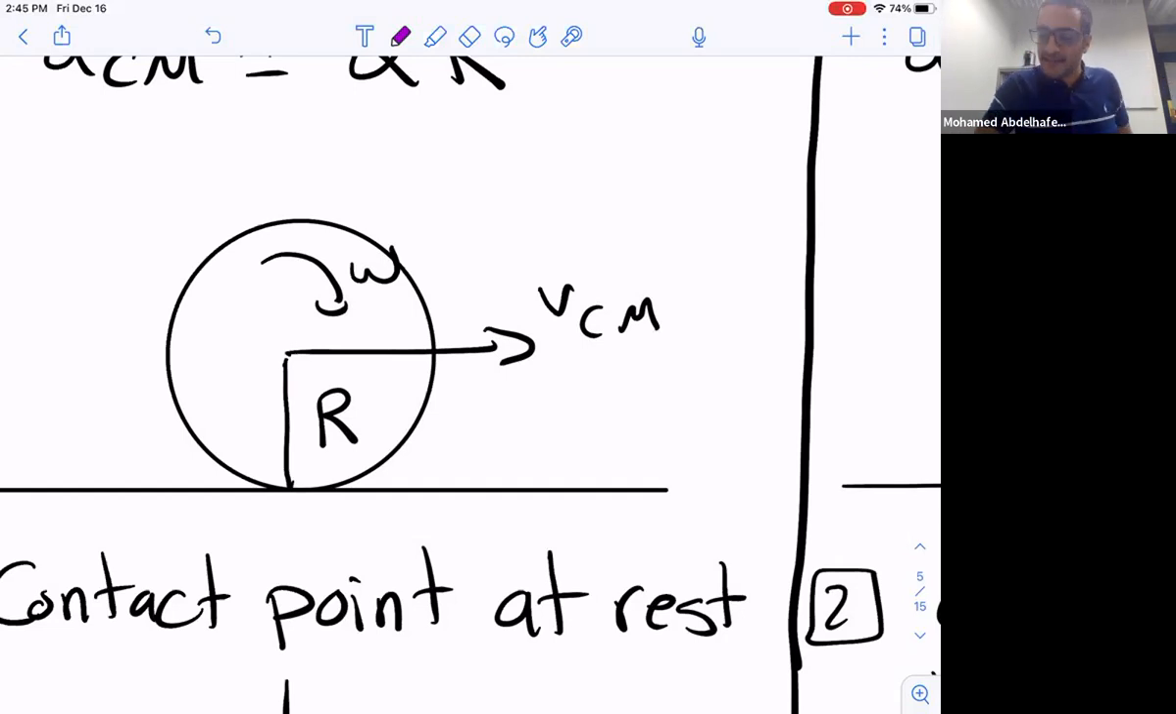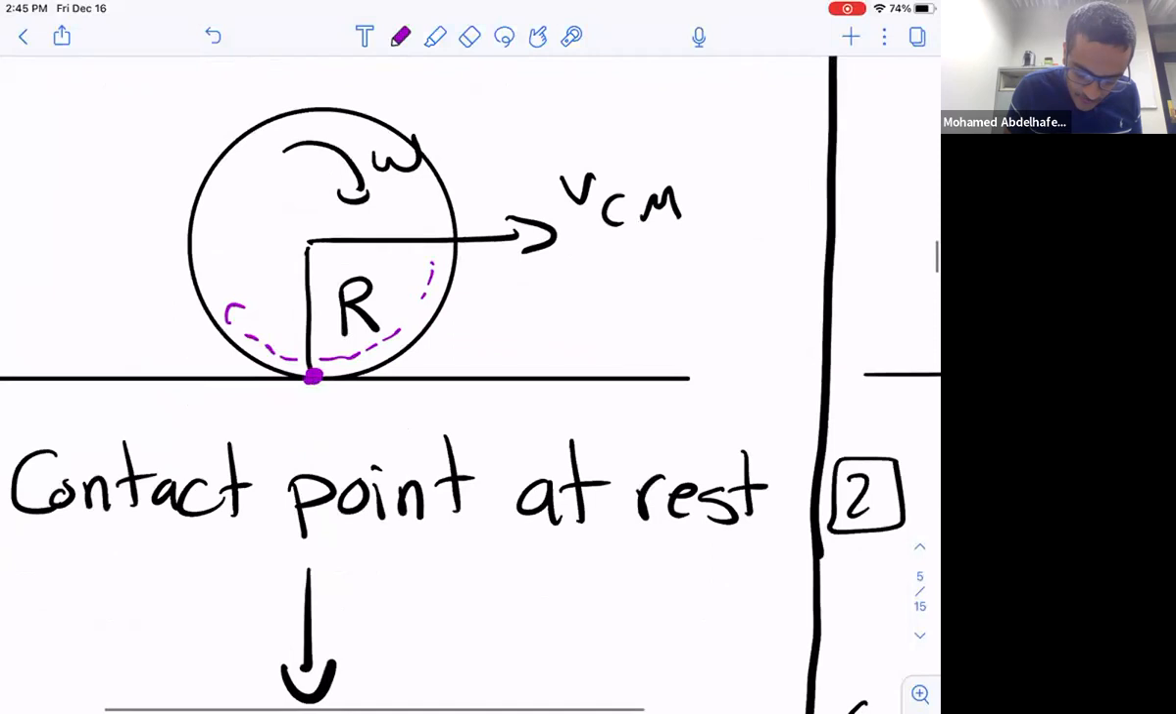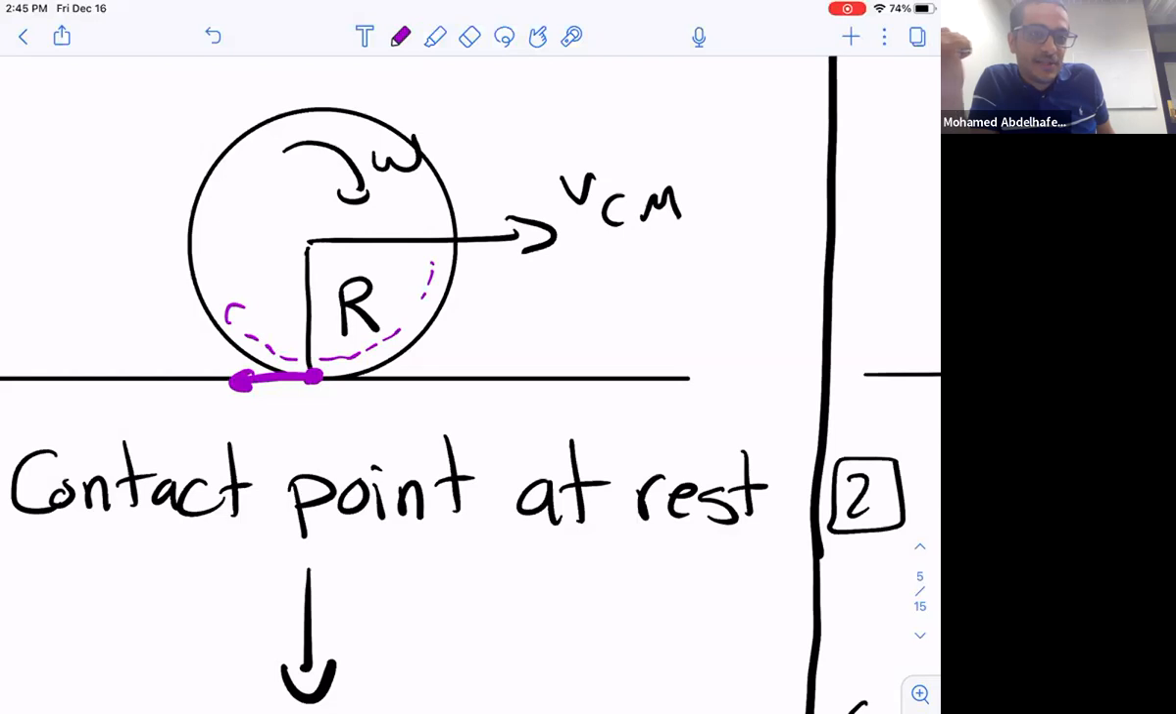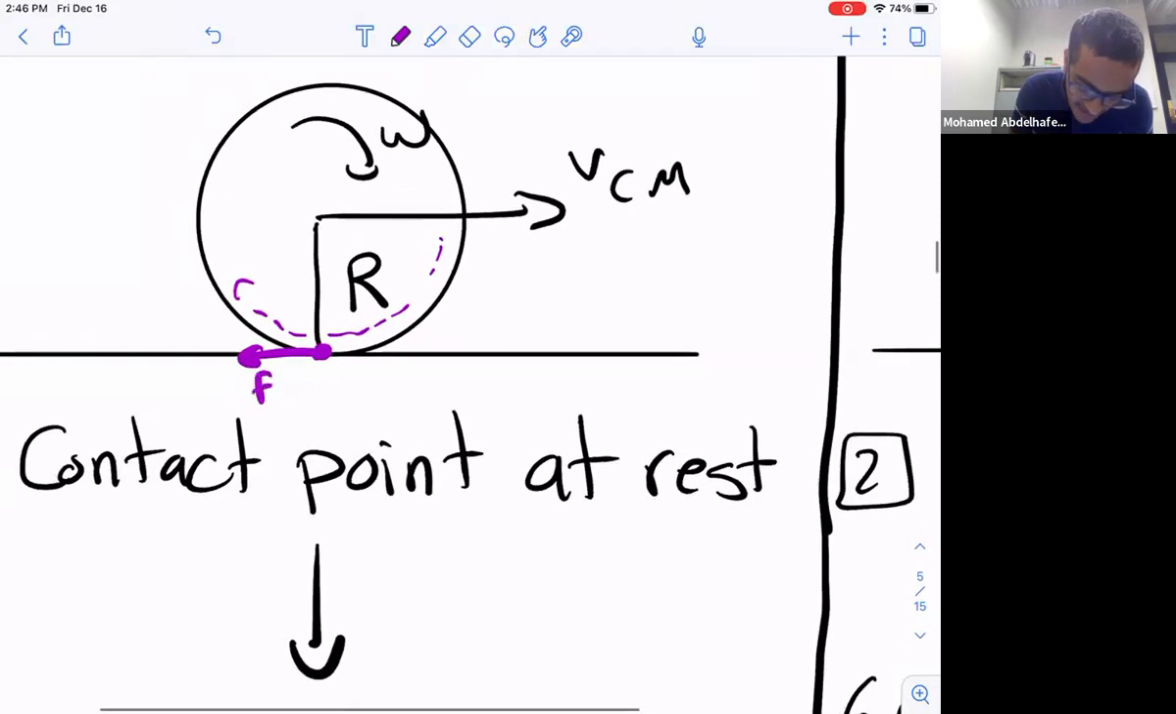Omega here is clockwise. So if you follow this sense of omega around, that's the sense of spinning. At this particular point that we're interested in, the contact point, the sense of spinning is to the left. So that's why it came out opposite to the sense of translation. It's translating to the right, but the spinning gives it a backward velocity, omega r. If it was spinning the other way, then the omega r would be the other way. But this comes from spinning. That's from the omega.